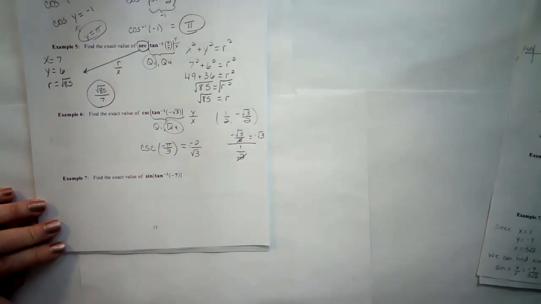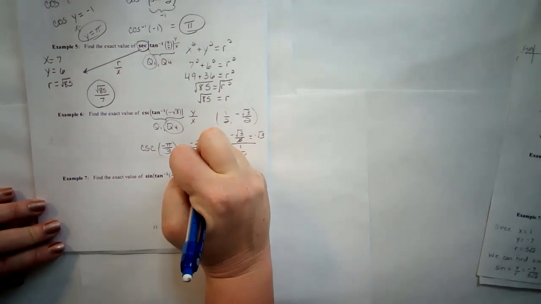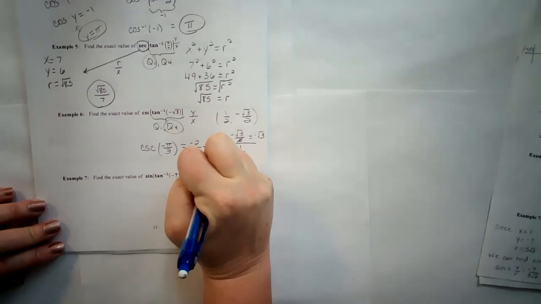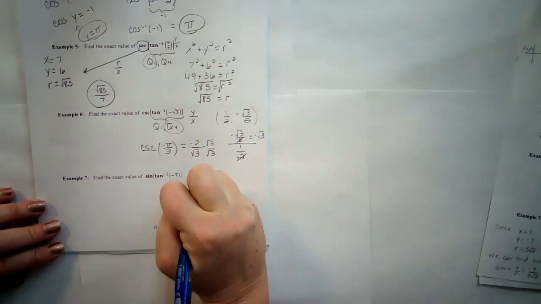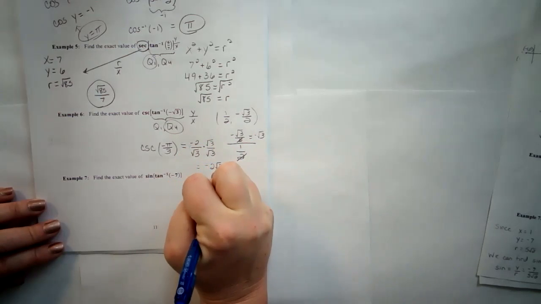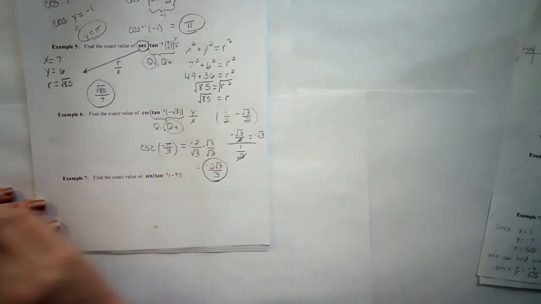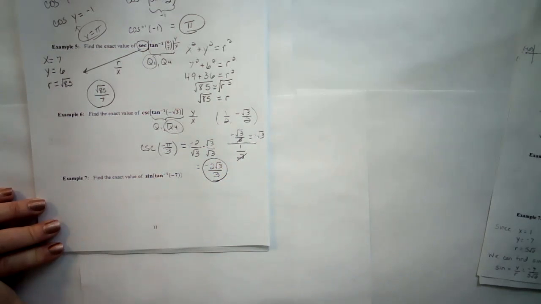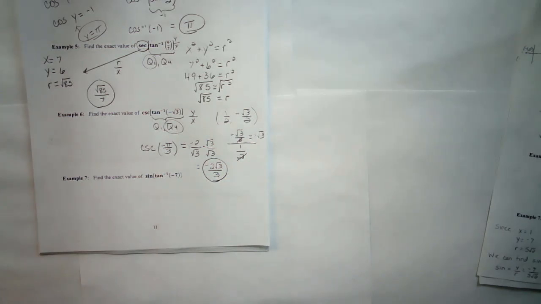Okay, a lot of things to be thinking about there. It wasn't one of those super easy ones we could just pluck right off the chart. All right, we're still not done because now we have to rationalize. And we're going to end up with negative 2 root of 3 over 3. Okay. Is that one okay? That had a lot going on. Everybody okay on that?